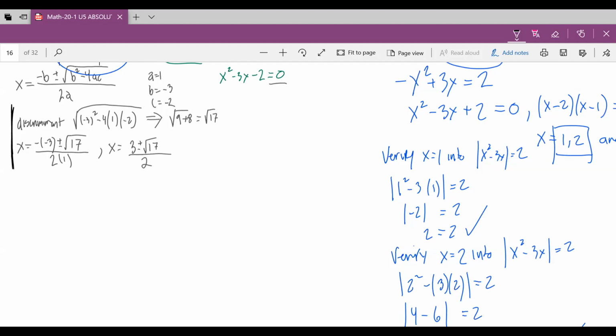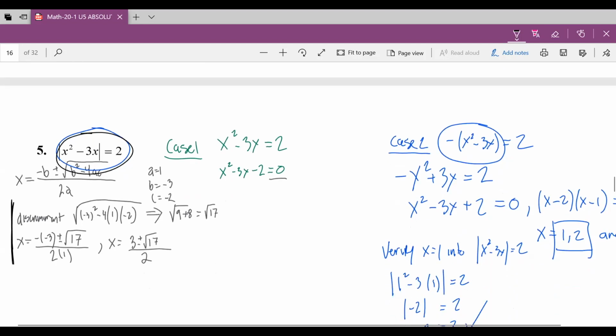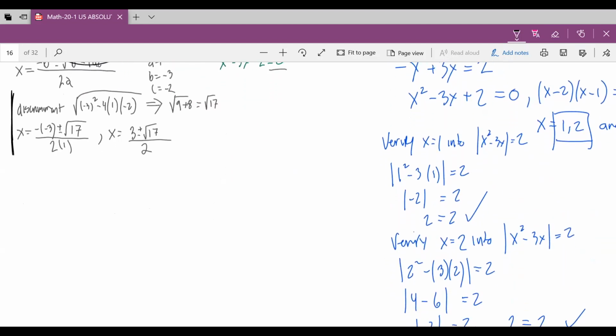I'm just feeling a little bit too lazy on this beautiful spring evening to substitute x equals 3 plus or minus root 17 over 2 into the whole equation and see what I get. But I think there might be another way for us to suss out what's going on.